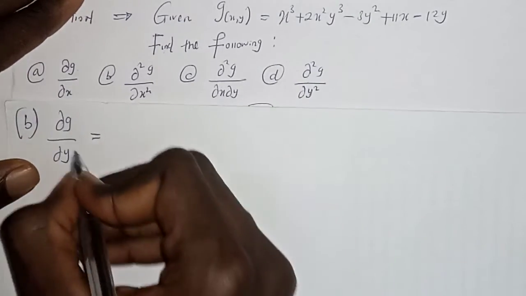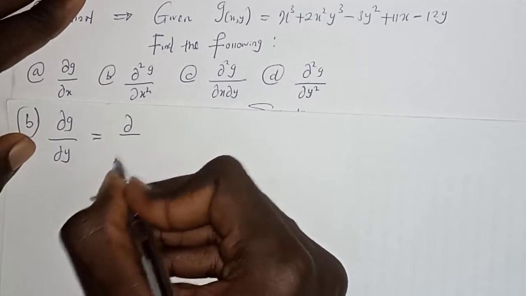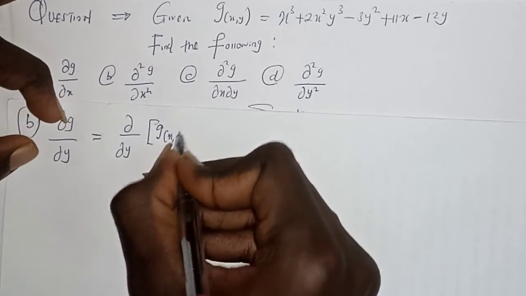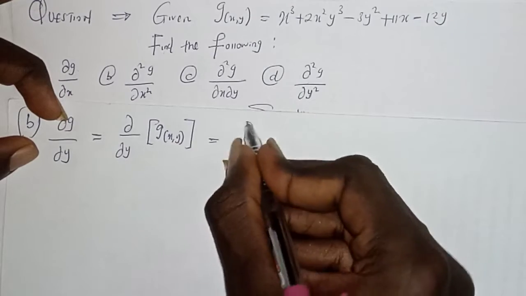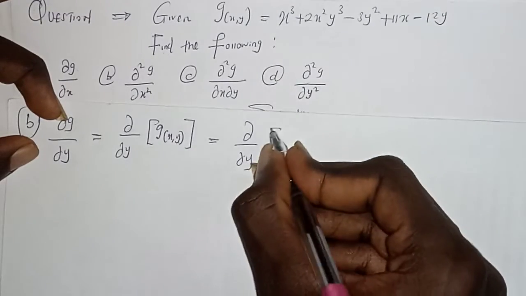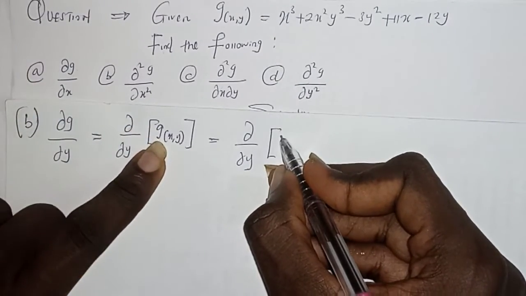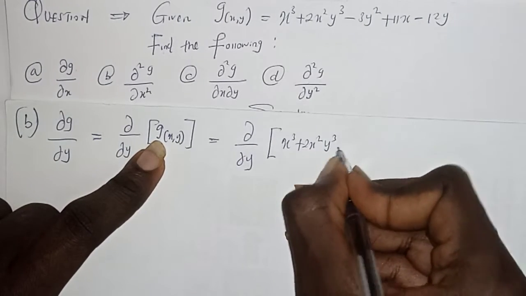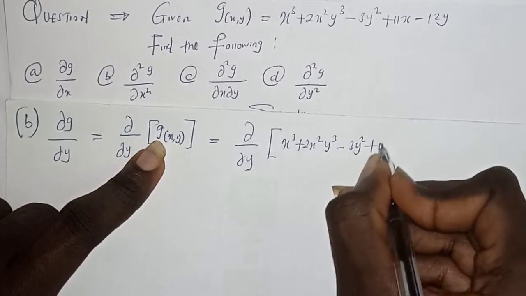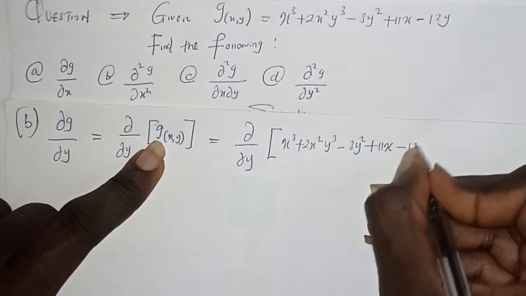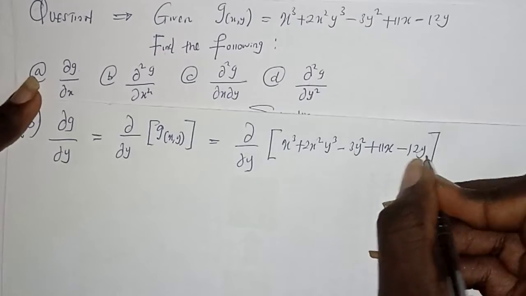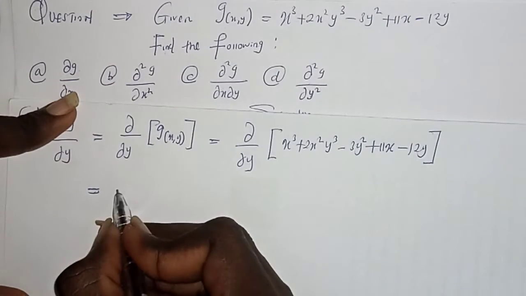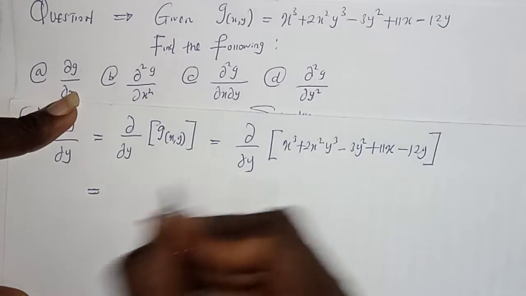So then that means I can write this as del y of this g that I have here, which is g in terms of x and y, and therefore I will have del y of what? The function g given to me from the question is x cubed plus 2x squared y cubed minus 3y squared plus 11x minus 12y. G is standard. So therefore from here we can easily differentiate, right? Partially for each term that we have there.